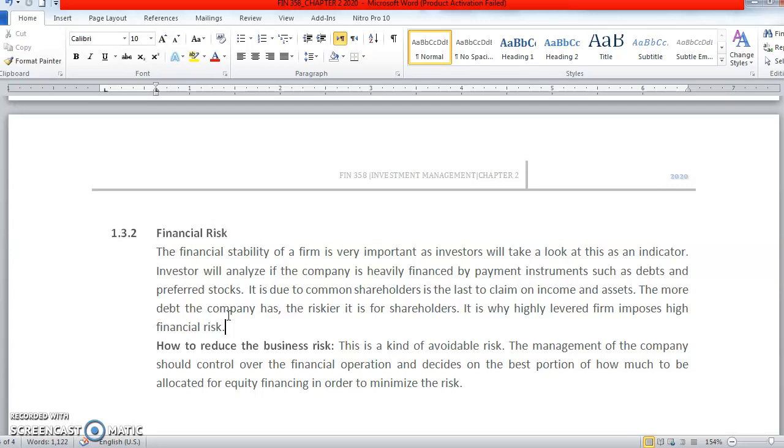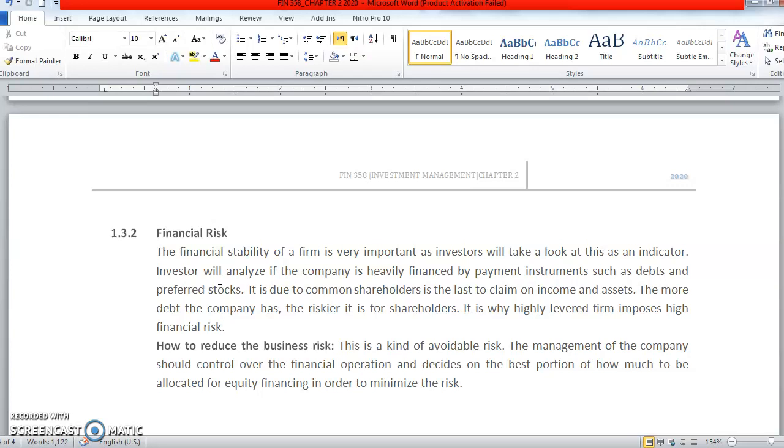Okay. So financial stability actually depends on the company itself. So an investor must take a look at this financial stability as a strong indicator before making any decision on investing in the company, especially. Okay. So the investor will analyze if the company is heavily financed by instruments such as debt or preferred stock, for example. Contohnya, investor ni akan kaji terlebih dahulu adakah syarikat yang dia nak beli share itu tadi, adakah syarikat tersebut bergantung kepada bond sebagai main sources dia untuk funding syarikat dia, ataupun does the company depend on the preferred stock and so on.